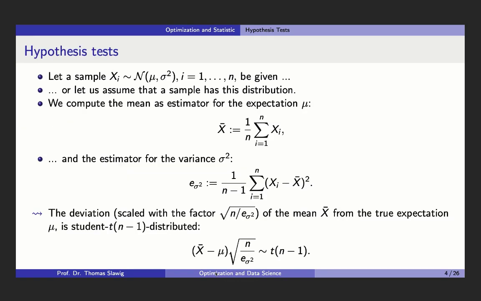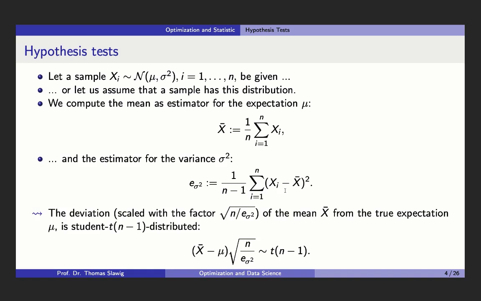So starting with the hypothesis tests, we use here what we had in the last lecture about the confidence interval. Let us assume we have a sample which has a normal distribution with the parameters mu for the expectation and sigma squared for the variance. In many cases we have this, for example with measurements and measurement data, where we often assume a normal distribution. And we already had these two estimators for the expectation and for the variance. This is just the mean value as an estimator for the expectation and this type of estimator for the variance.